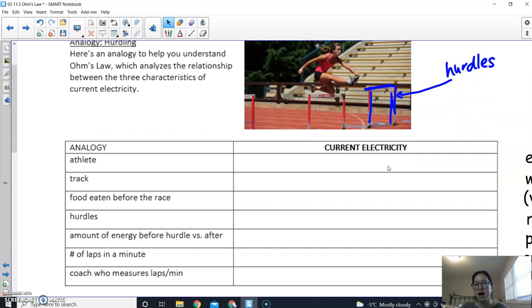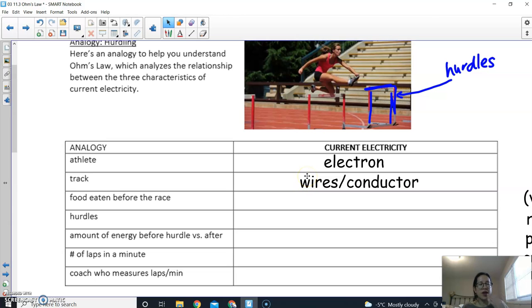First of all, in this analogy, we have the athlete, and the athlete is like an electron. So what's passing through the current, or passing through the circuit, the athlete is like the electron. The path on which the athlete travels or runs is kind of like the wires or the conductor.